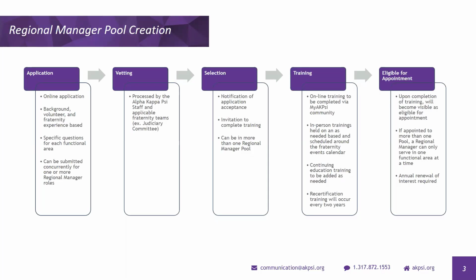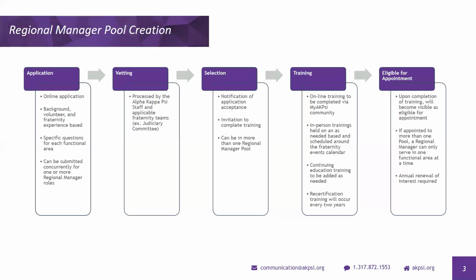However, if selected and trained for multiple functional areas, volunteers can only be appointed to one functional area at a time. Following submission, applications will undergo a vetting and selection back-end process by which the applications will be reviewed and then volunteers will be notified that they're able to start the training.